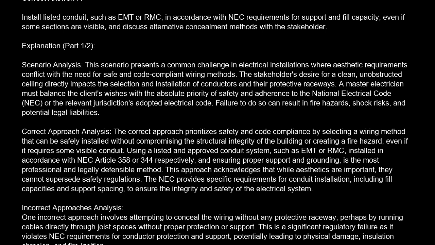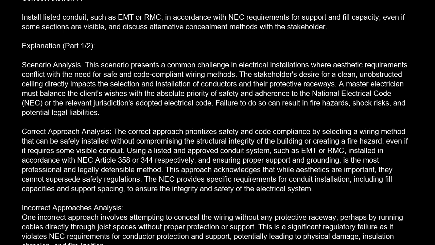The stakeholders' desire for a clean, unobstructed ceiling directly impacts the selection and installation of conductors and their protective raceways. A master electrician must balance the client's wishes with the absolute priority of safety and adherence to the National Electrical Code, NEC, or the relevant jurisdiction's adopted electrical code. Failure to do so can result in fire hazards, shock risks, and potential legal liabilities.